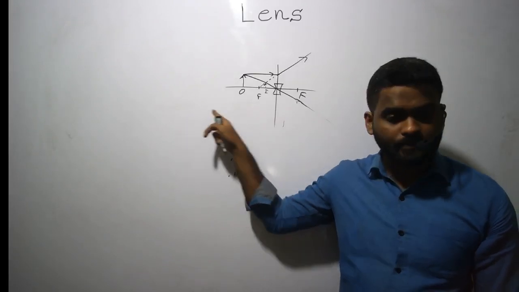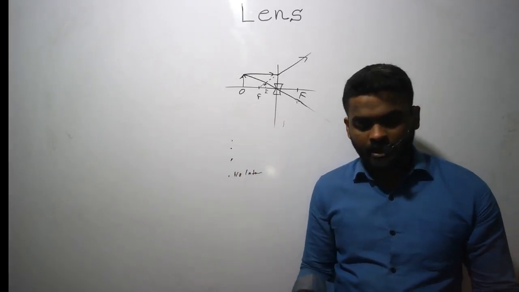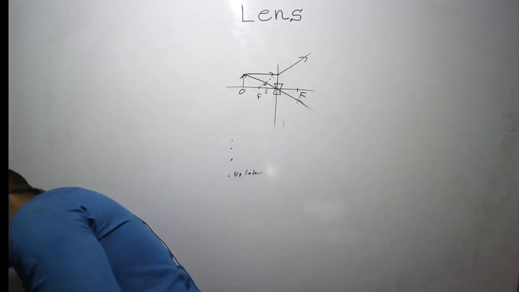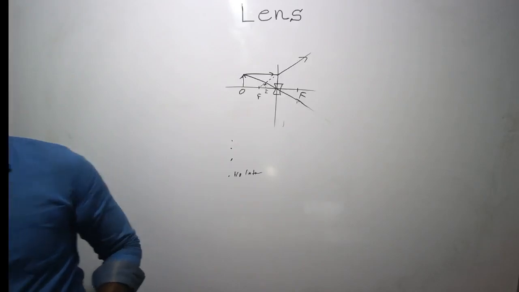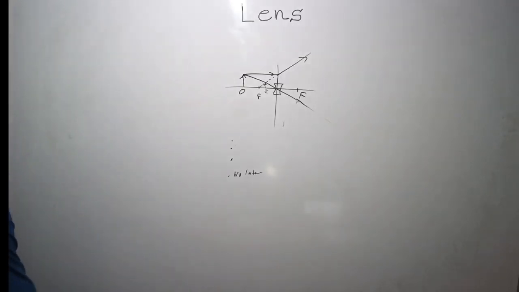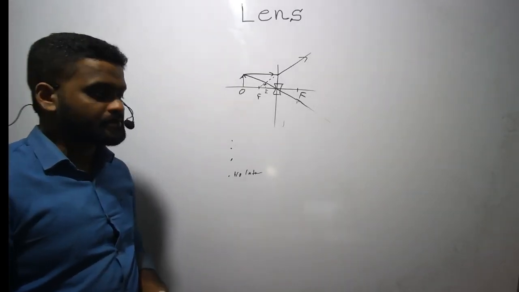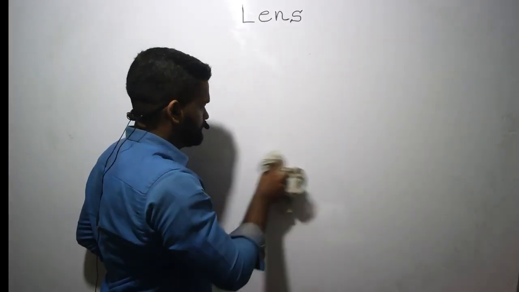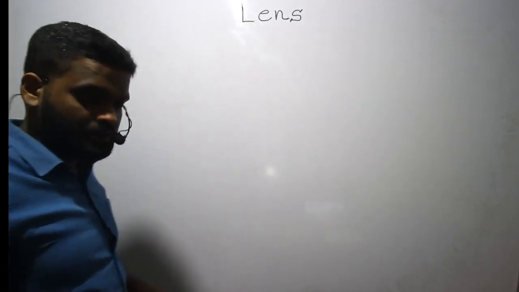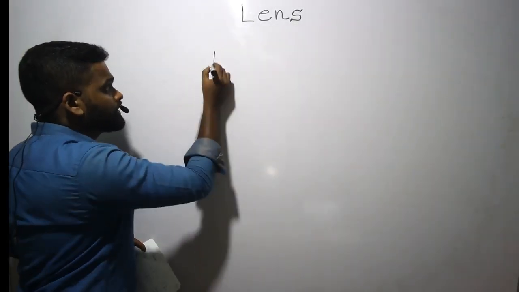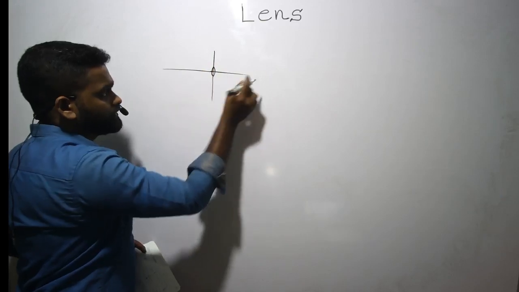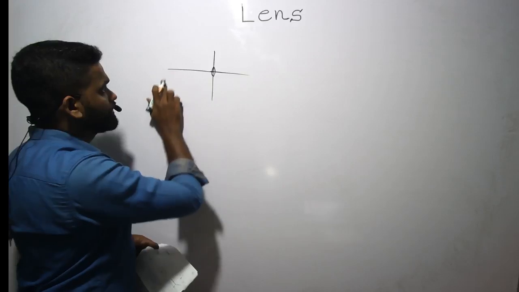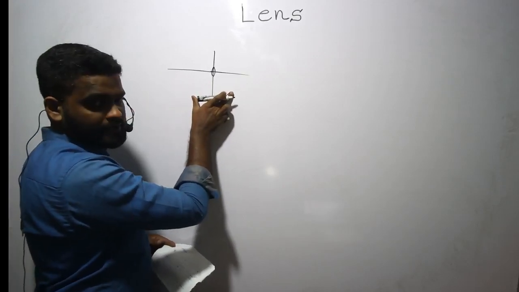Then write a subtopic: drawing ray diagrams. Whenever we draw ray diagrams, there are three types of rays that we have to use. We'll see that, right? You can draw this with me. There are three here, right? Draw like that.